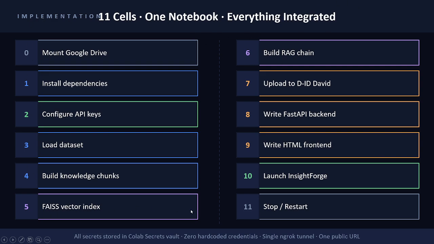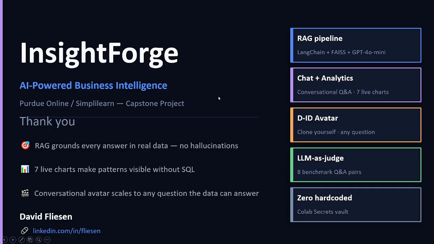I'm going to go over this process with you with all 11 of these steps as we go into the code base. But this shows you what it looked like when I laid it out. And that's what it is. It grounds every answer in real data, no hallucinations. 7 live charts make patterns visible without any SQL being used. Conversational avatar scales to any question the data can answer. So now let's take a look at the code base on it.